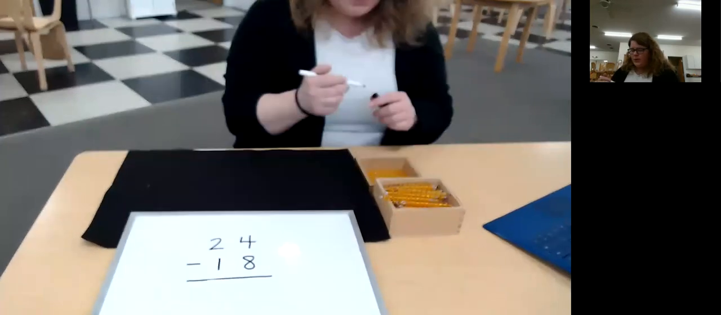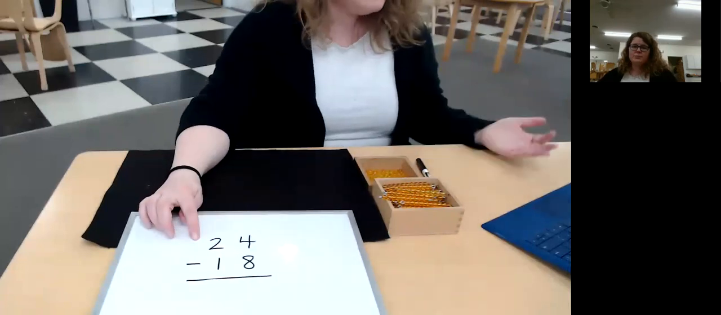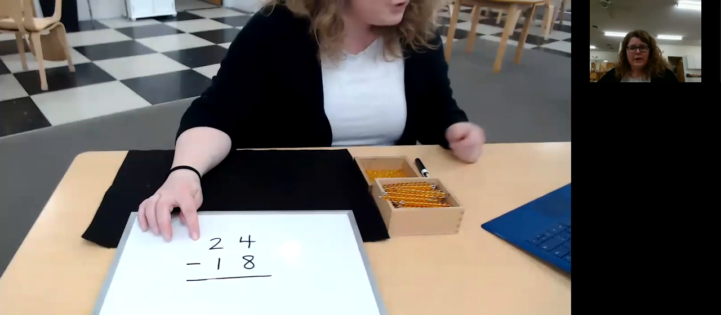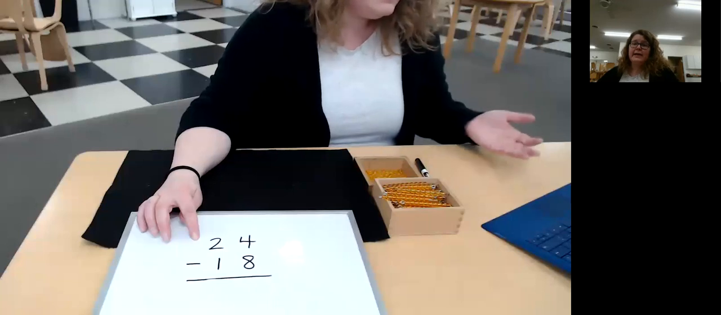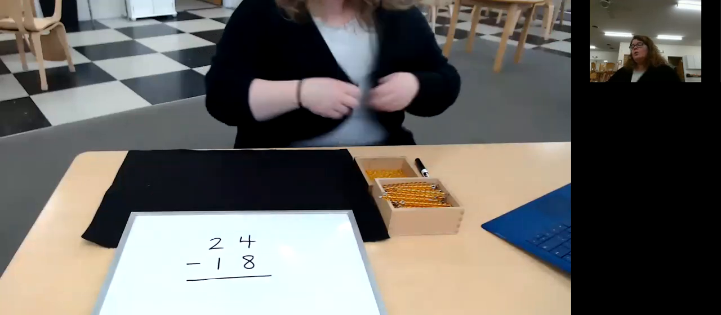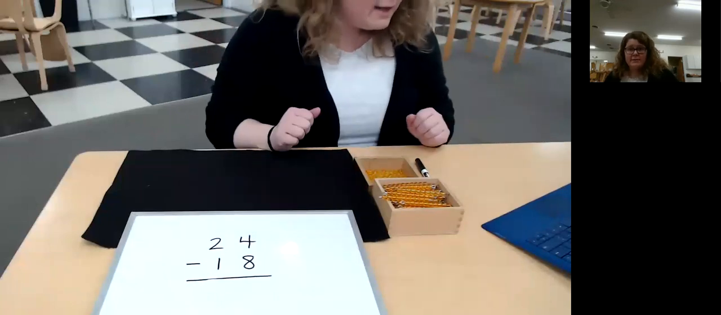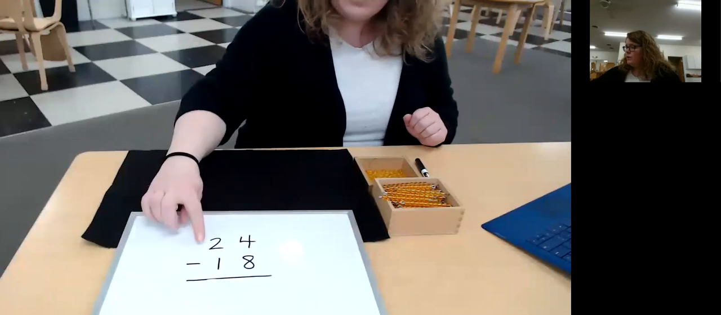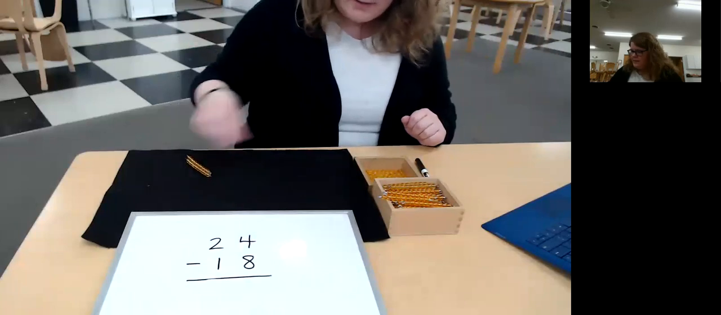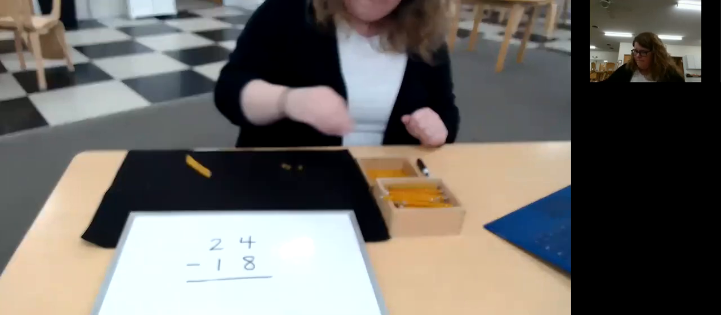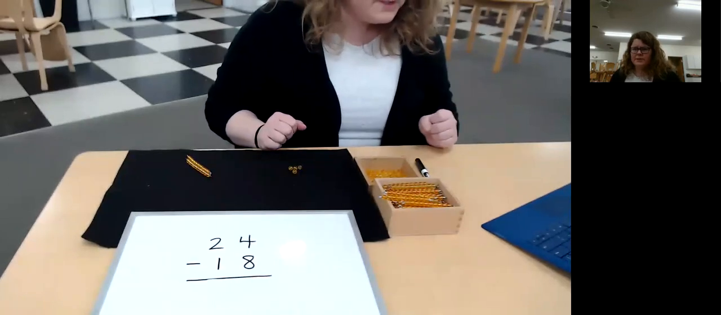I'm going to use the same equation. I'm just going to turn it into a subtraction equation. So now because we're doing subtraction, well, let me ask you, what is subtraction? Hopefully your child is saying subtraction is taking away. Yes, exactly. We start with some, we get rid of some, and we see what's left. That's subtraction. So I'm going to start with 24. So let me go ahead and make 2 tens and 4 units.